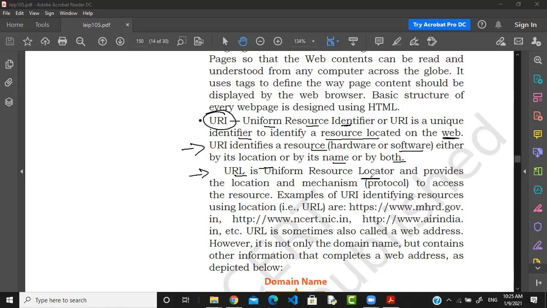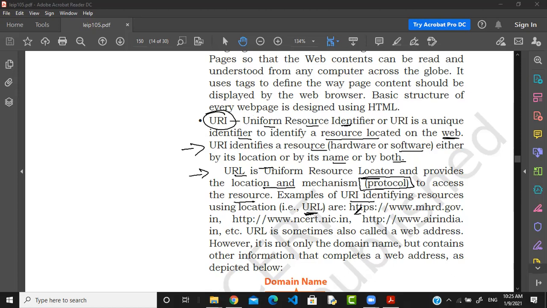Now, next is the URL. It is also known as the Uniform Resource Locator, and provides the location and mechanism. Mechanism means protocol, a set of rules to access the resources. URI just provides the information on how the resource is going to be identified. URL uses that concept. An example of a URI identifying the resource using the location is called a URL. So URL is the way through which you can identify the resource.